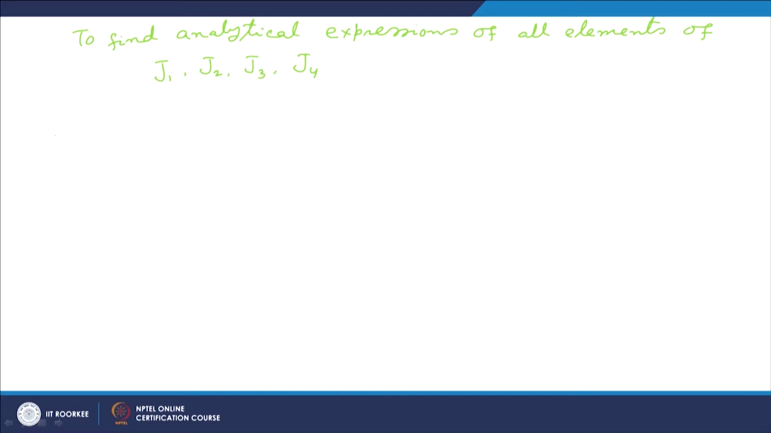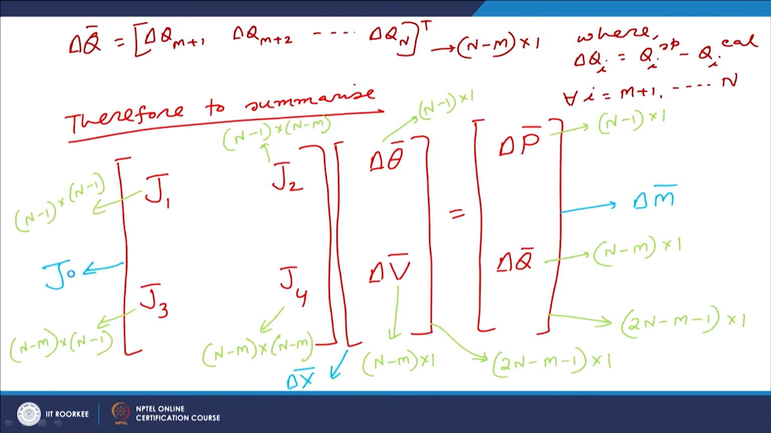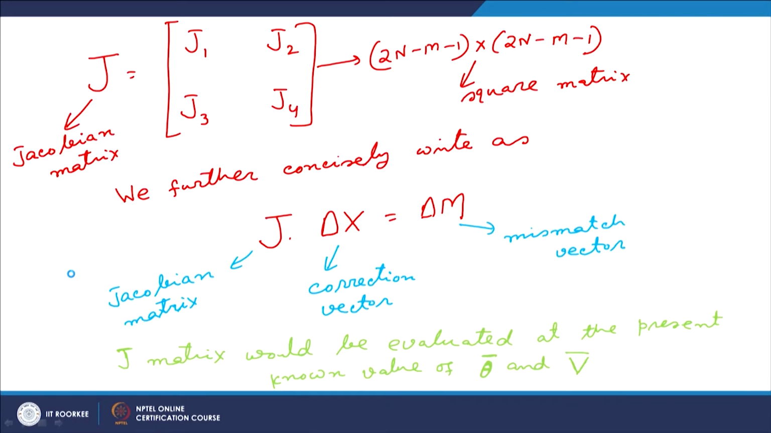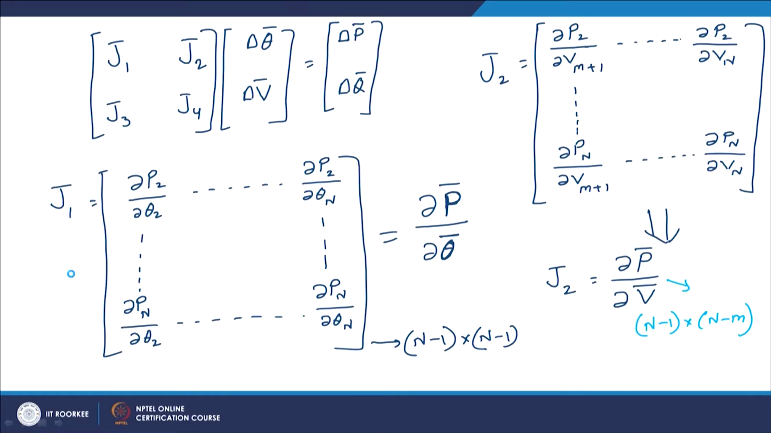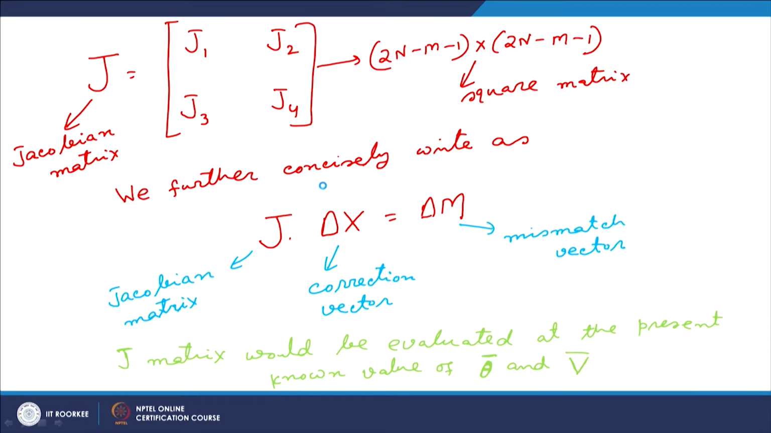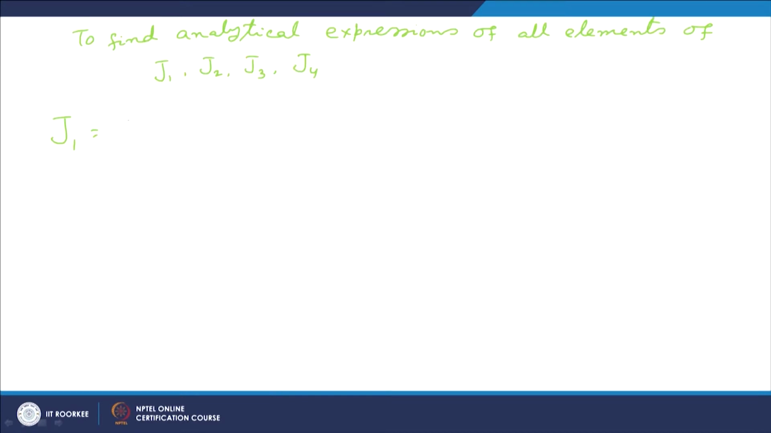Now we start with J1. J1 is a square matrix, so it has some diagonal elements and some non-diagonal elements. The diagonal elements are del P2 by del theta 2, del P3 by del theta 3, and so on up to del Pn by del theta n, and the off-diagonal elements are del Pi by del theta k, where i is not equal to k.